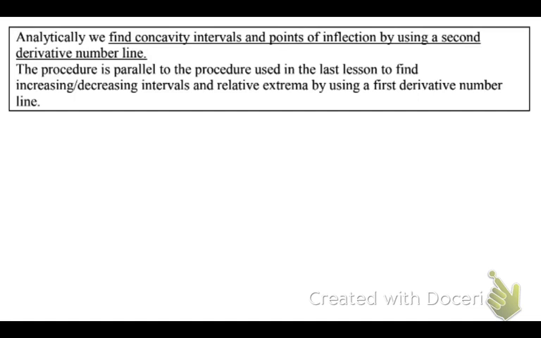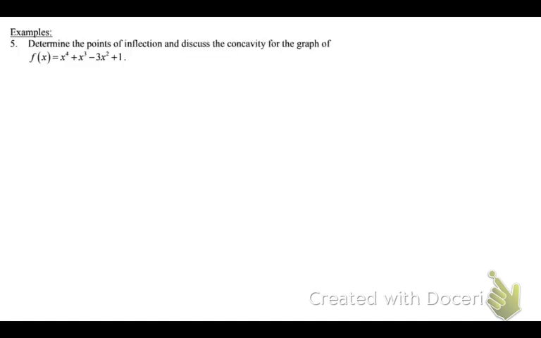So to analytically find where a function has concavity and points of inflection, we are going to use the second derivative. This is very similar to what we did with the first derivative to check for increasing, decreasing intervals and relative extrema, but we're applying that concept to the second derivative. So this first example where we're going to actually use the second derivative asks us to determine the points of inflection and discuss the concavity for the graph of f of x equals x to the fourth plus x cubed minus 3x squared plus 1.